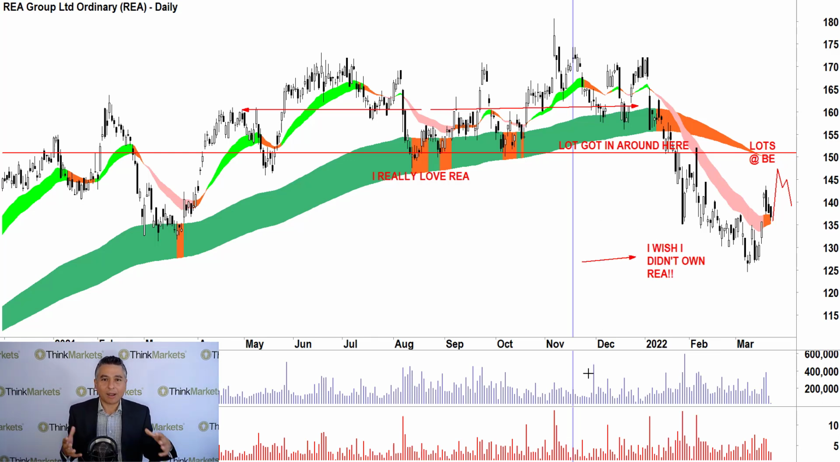We've all been here. Oh God, I wish I didn't have REA. Why did I buy it? I knew I shouldn't have bought it. I tell you what, if REA goes back up to where I got in, if I can just break even on this thing, I'm out of there and I'll never buy REA again. Or insert your favorite stock in that one, or your most painful stock in that one.